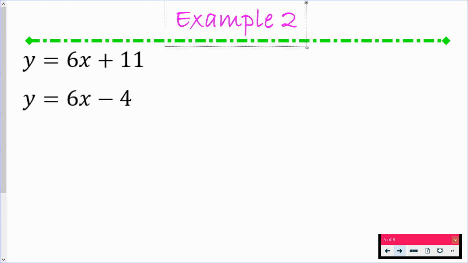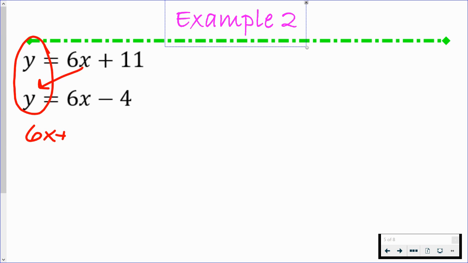Example 2. Well, look at here. We have them both y equals. When they're both y equals, we set them equal. So I'm going to take 6x plus 11, set it equal to 6x minus 4. This has variables on both sides, so my first step, I want to move one of the variables to another side. I'll start with this, minus 6x.